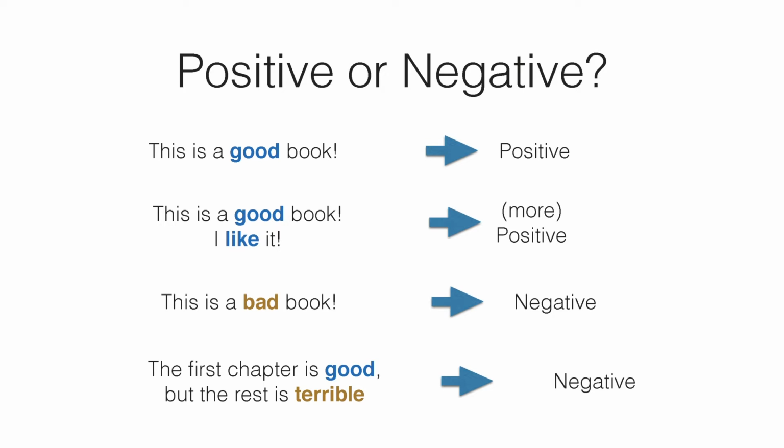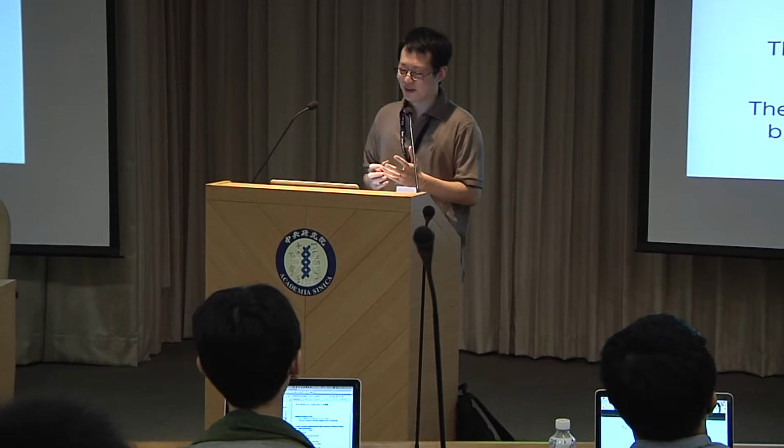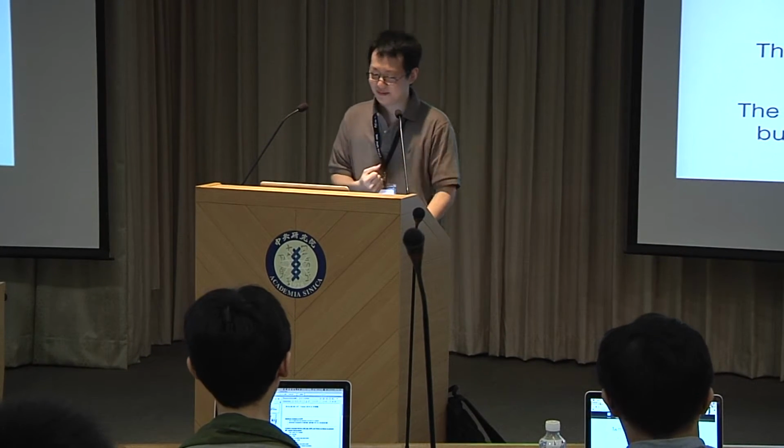The very basic way to do sentiment analysis is to just take a sentence and check whether it's a positive one or a negative one. For example, this is a good book. You are human, you can know that very easily. This is a positive sentence. This is a good book, I like it. It's slightly more positive than the last one because you found there are two positive words there.